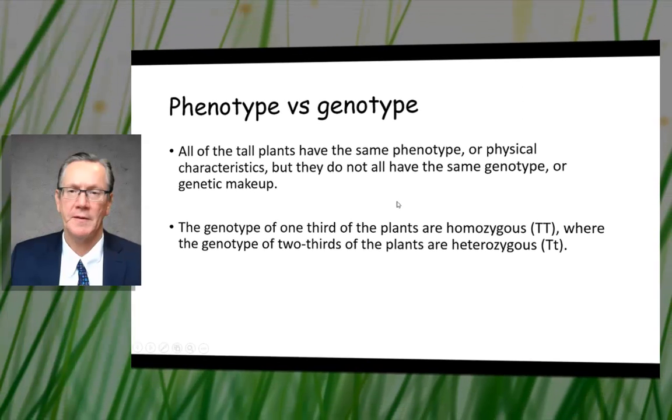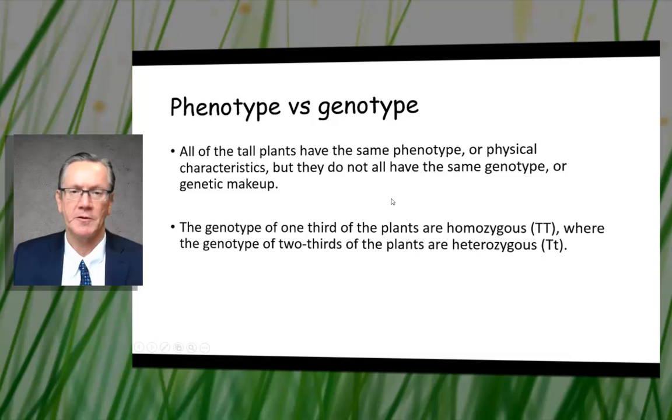All of the tall plants have the same phenotype or physical characteristics, but they do not all have the same genotype or genetic makeup. The genotype of 1/3 of the plants is homozygous dominant, and the genotype of 2/3 of the plants is heterozygous or hybrid.